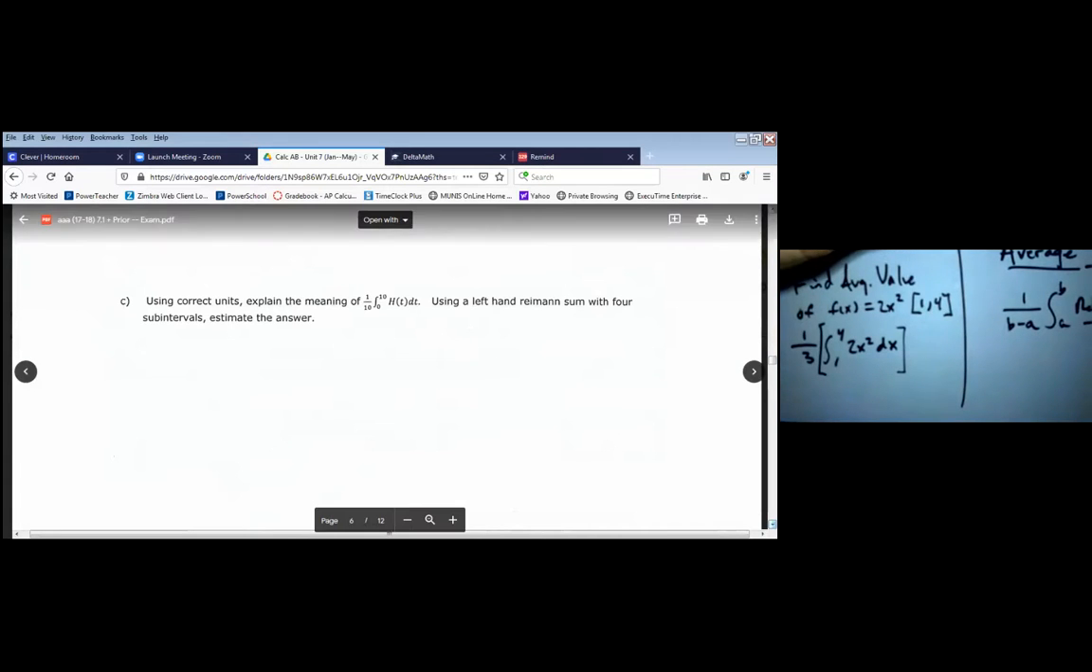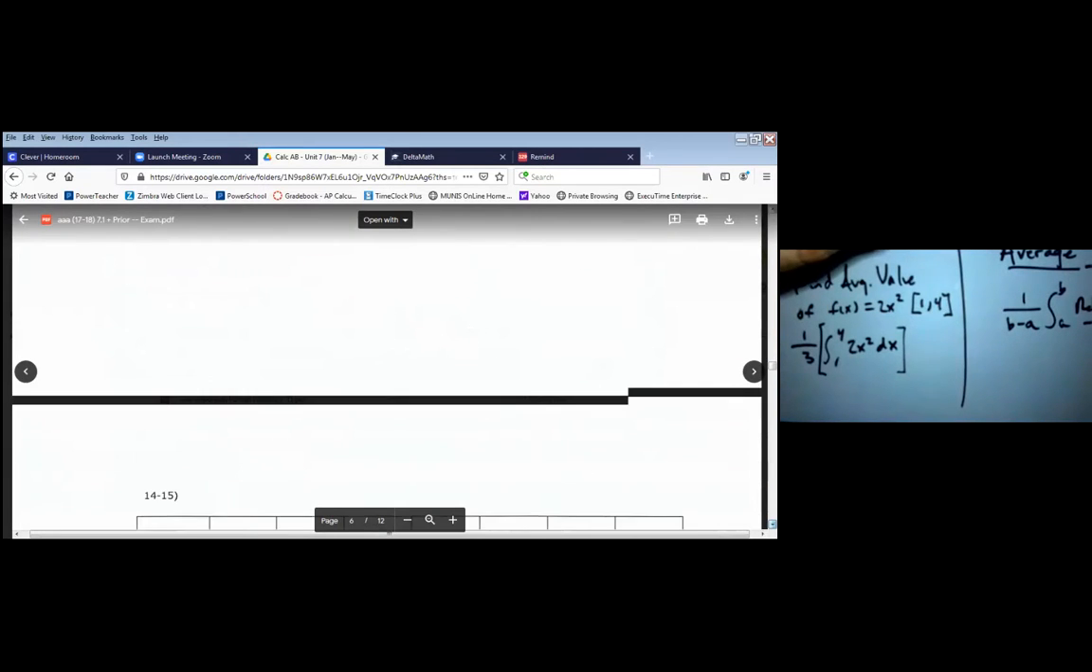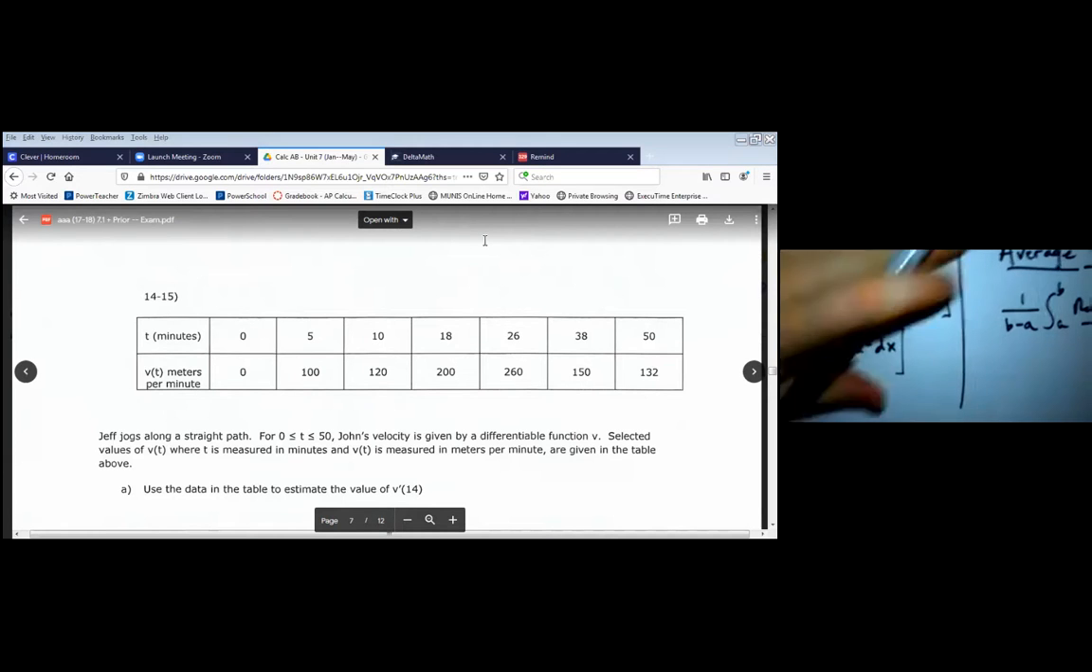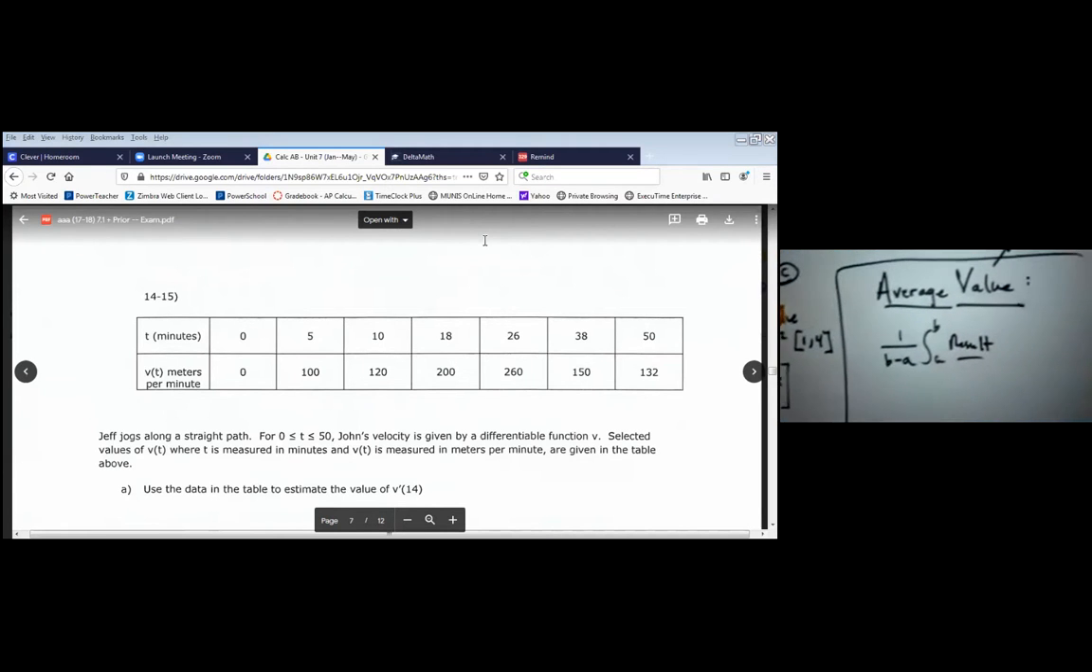And then we've got a second problem down below, 1415. Okay, ready? We're going to read this one. Hold on, can I show the formula again? Yes, the formula is right there. 1 over b minus a times the result of the integral.